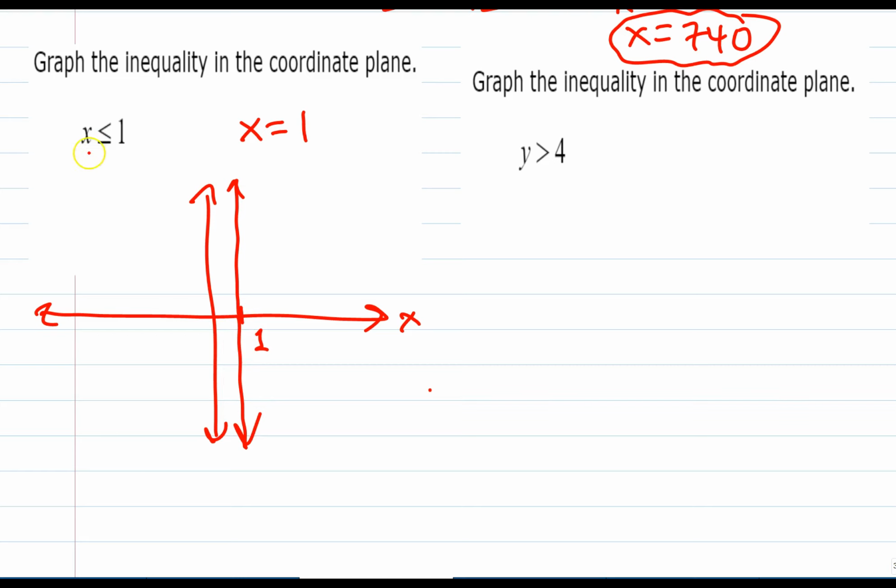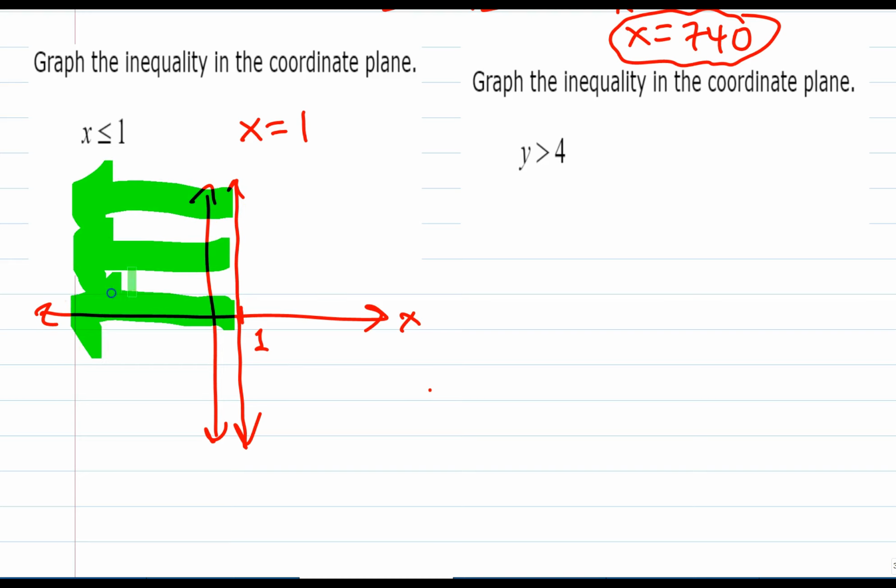What does it mean less than or equal to? It means that basically our solution is anything on this line and anything less than this line. So that would be what direction? Anything to the left of this line would also be part of the solution. Anything on this line and anything to the left of this line would be part of that solution. Okay?